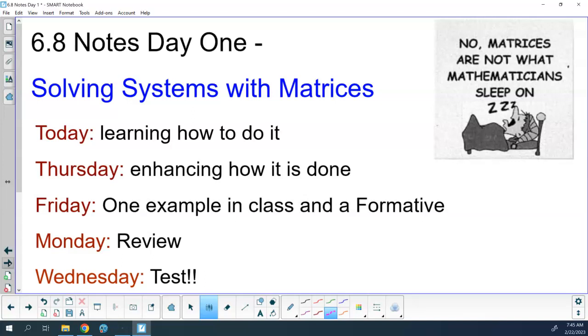Tomorrow we're going to enhance how it's done, go through some more examples of that. And then Friday we're going to do one example at the start of class, solving by matrices, and then you're going to have a formative assessment on Friday. No test. Notice how the test has been moved to next week, Wednesday. That gives us Monday to review.